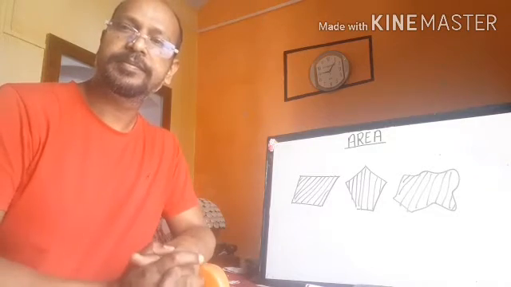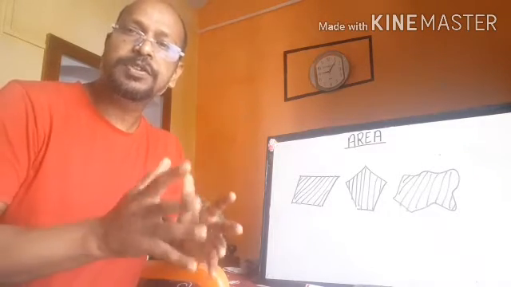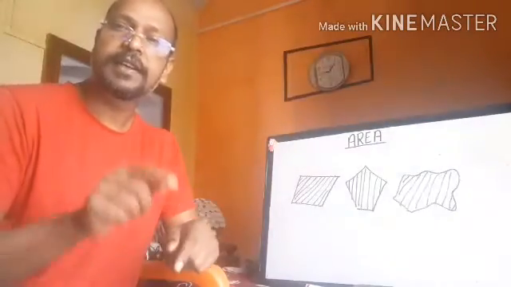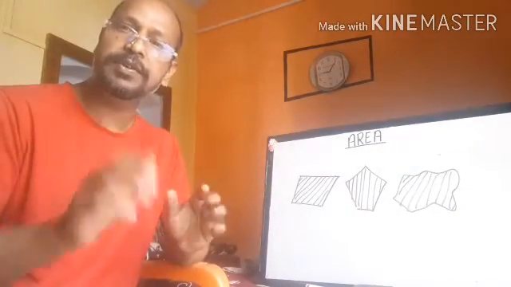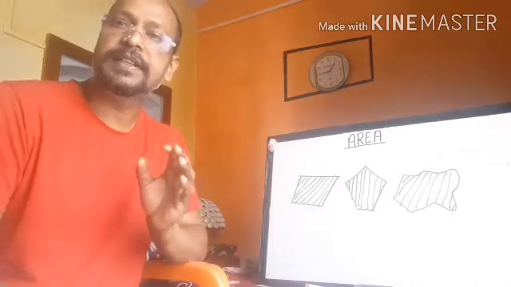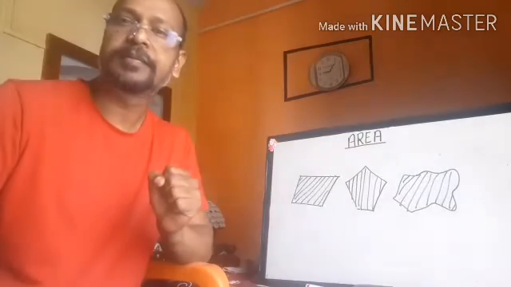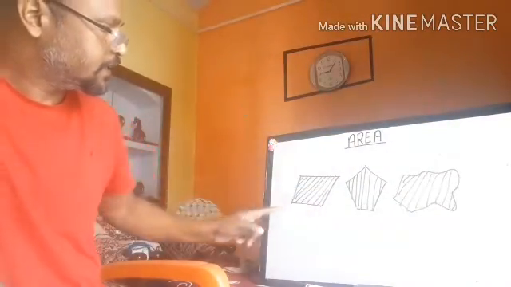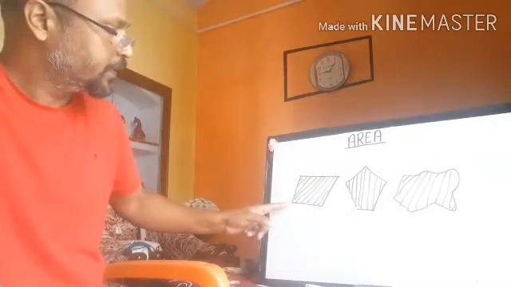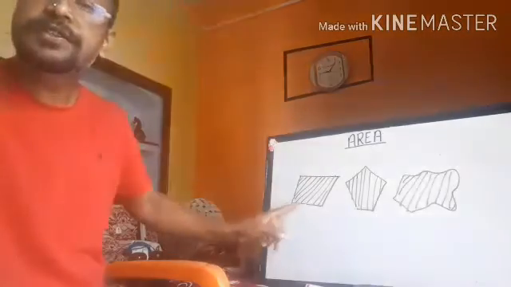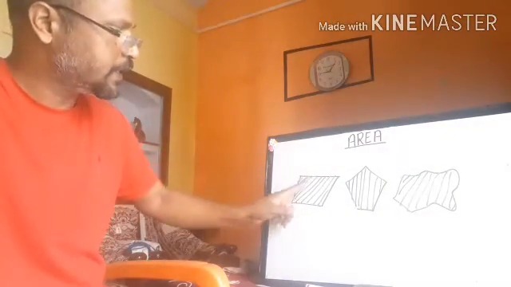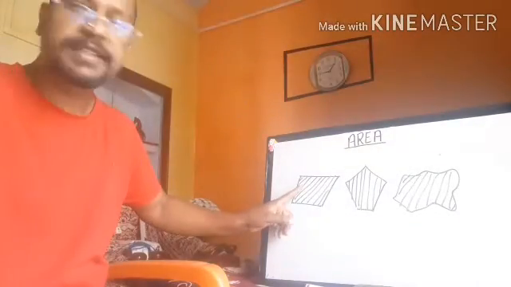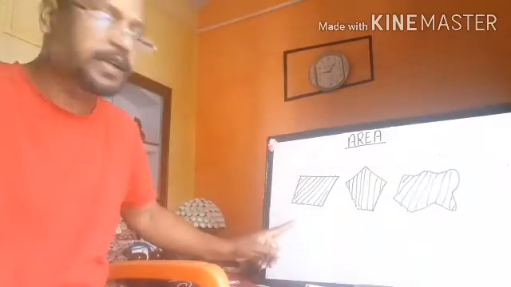Region enclosed by a closed figure is known as its area. In this figure you can see a quadrilateral, and it is a closed figure. So the region it occupies, that is the shaded region, is known as the area of this quadrilateral.